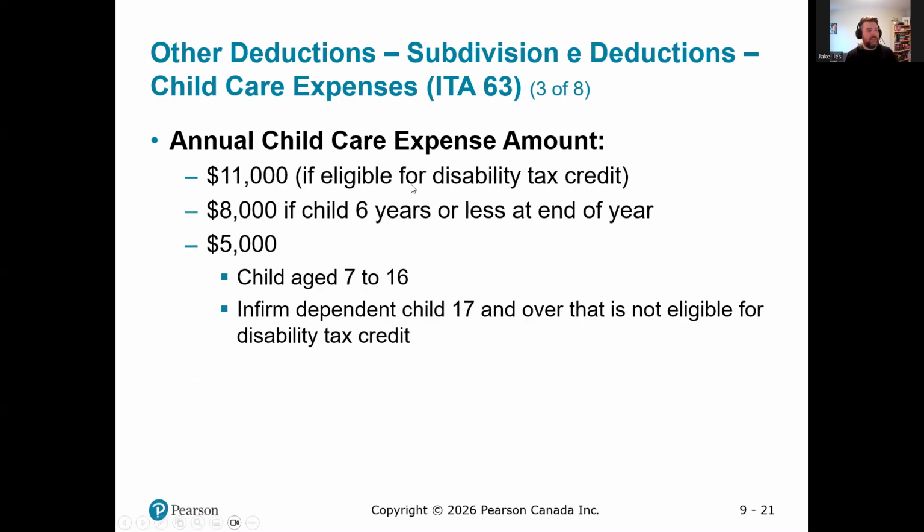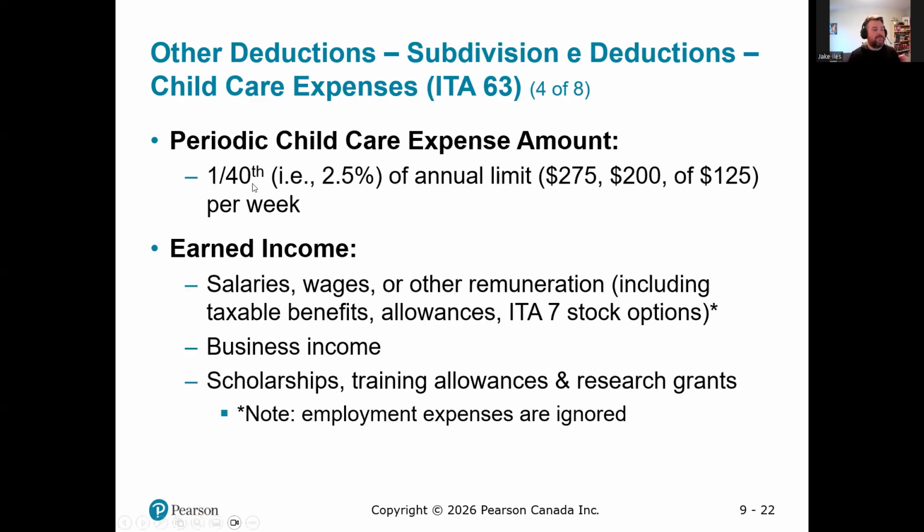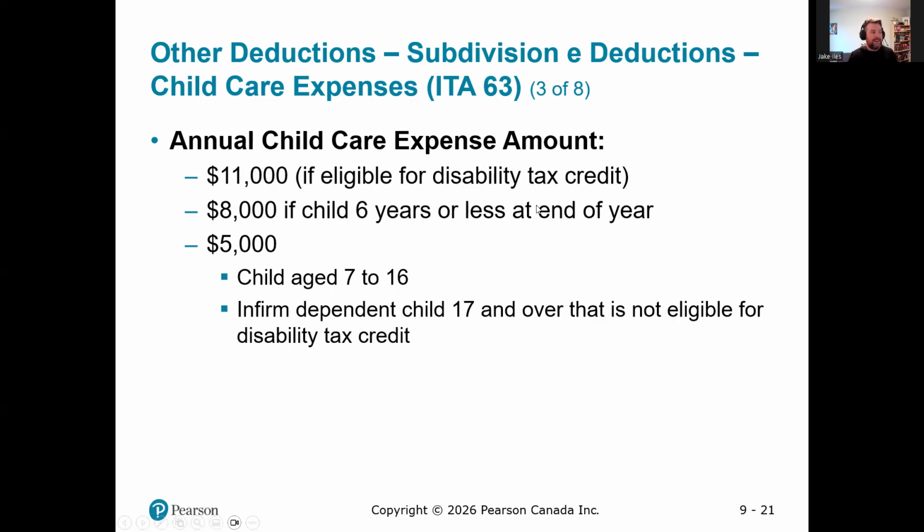So my eligible for disability child is $11,000. So if there's a summer camp or a day camp that I want to send them to for a week, then I can have 1/40th. So the annual limit being $275. So as long as I'm paying $275 or less for each week of that camp, I'll be able to claim the full amount. But if it's $300 a week, I can only claim that 275. But remember that is per week, so that does accumulate, but it can't accumulate more than the rate given.